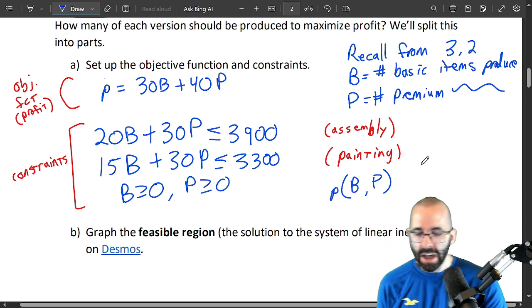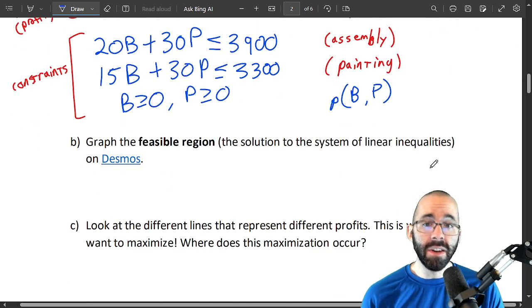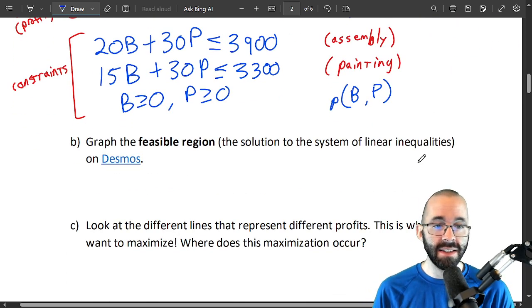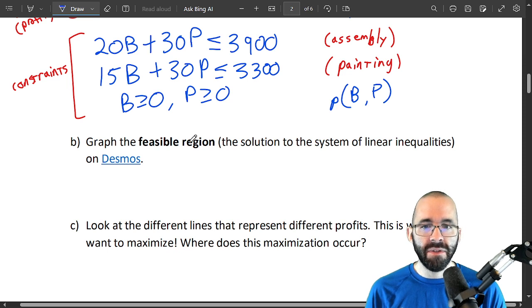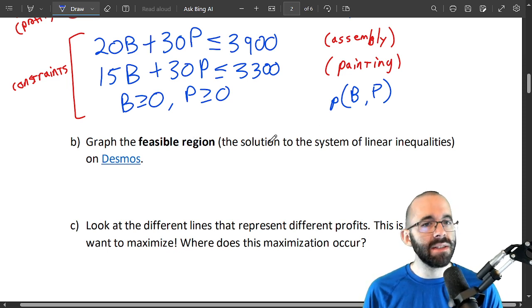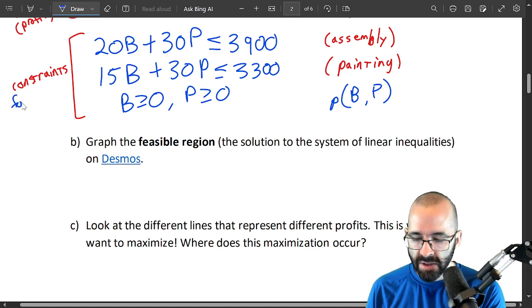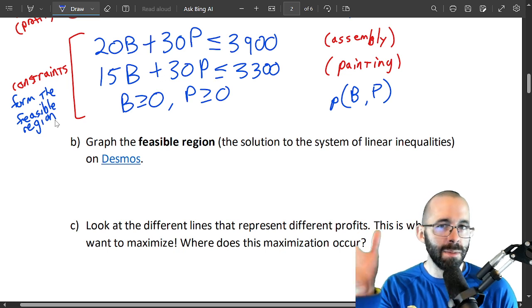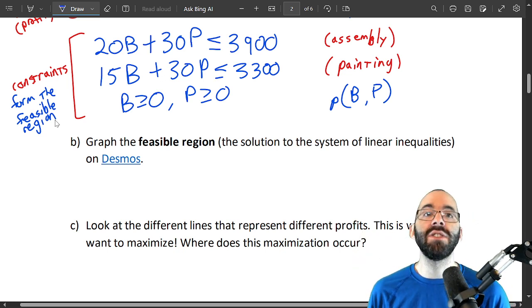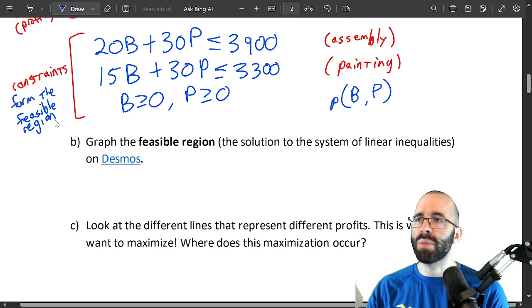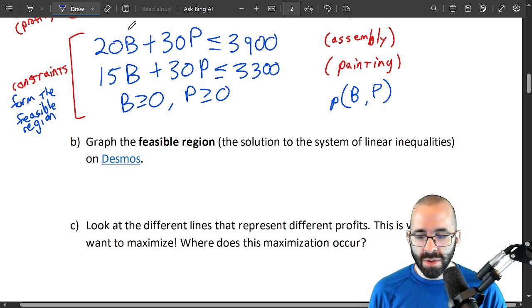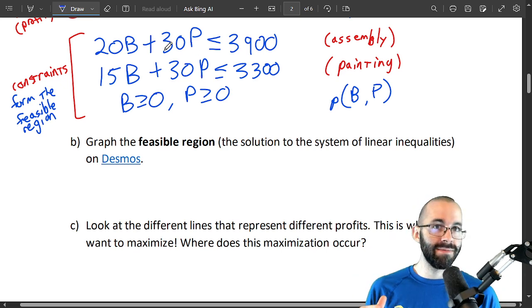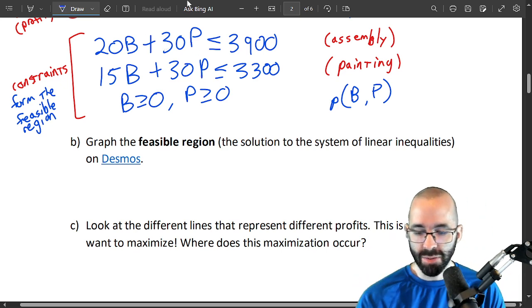Okay, let's move on. Graph the feasible region. Again, we already did that in the last section. And the feasible region, that's a new definition. It just means the solution to the system of linear inequalities. So these constraints form the feasible region. It's called the feasible region because it's all of the inputs that make sense. It's every decision that's feasible. How many basic and premium should we produce? Well, as long as we're inside this region, that's an option. Maybe not a good option, but it is an option.